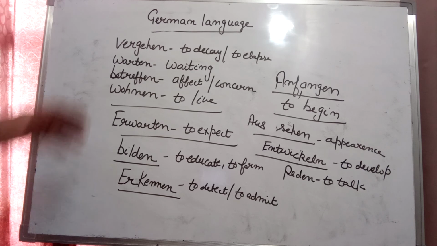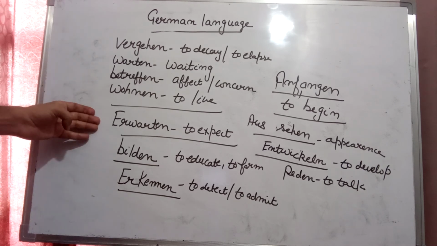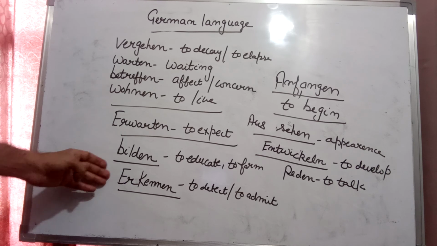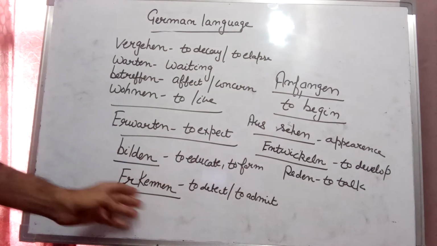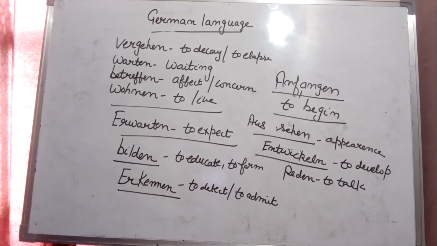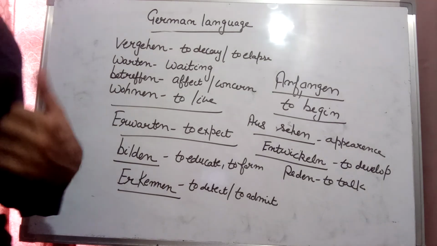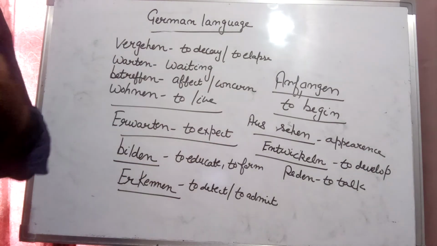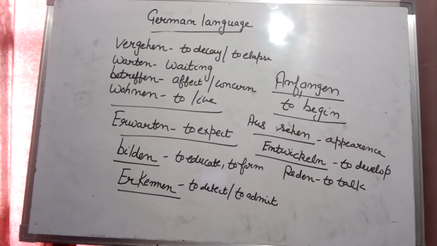Okay, so speak these verbs. We have betreffen, wohnen, erwarten, bitten, entwickeln, aussehen, erkennen, reden. So these are the verbs basically. If you want to speak very good German, you have to have the vocabulary in place, basically the verbs in place. Is that clear to you? Okay, pen down please so that I can move to the next pattern.